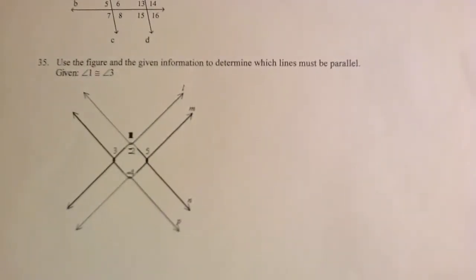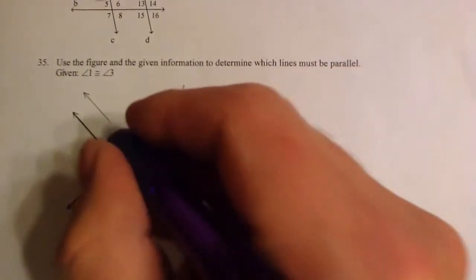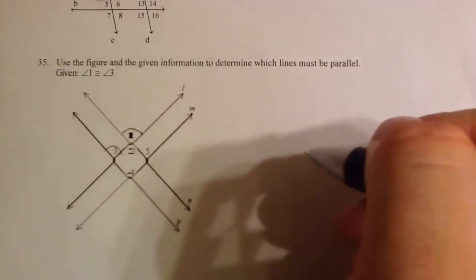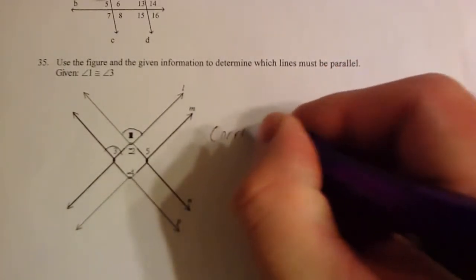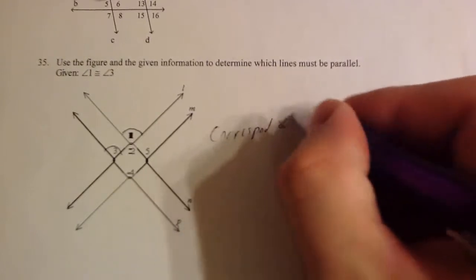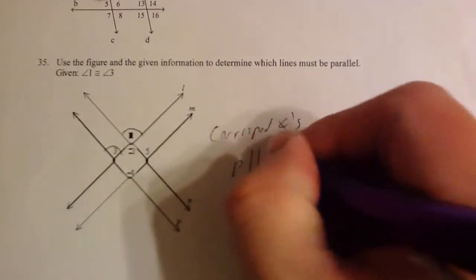Question 35. So we're going to use this figure, and using this given information, angle 1 is congruent to angle 3. So this angle and this angle are congruent to each other. So that means that these are corresponding angles again. So line P and N must be the parallel lines.